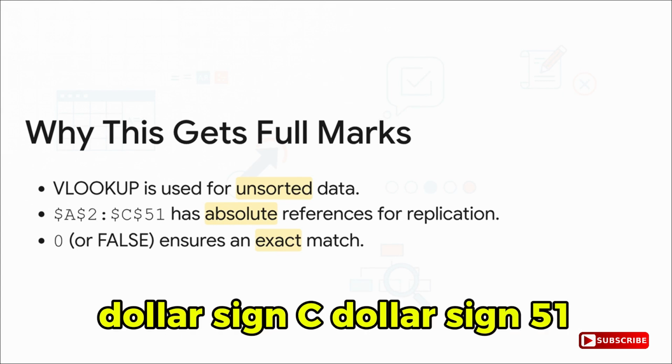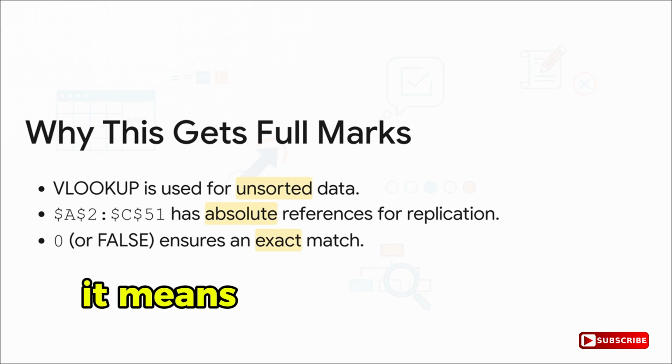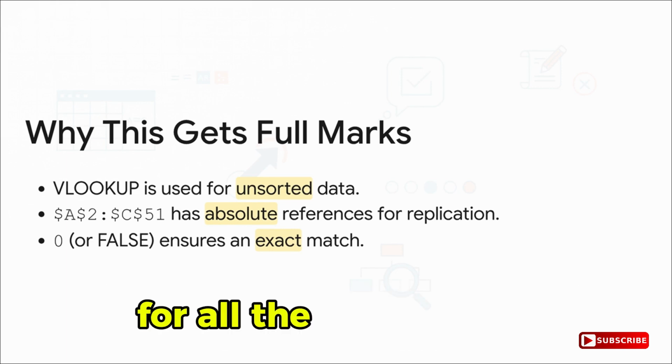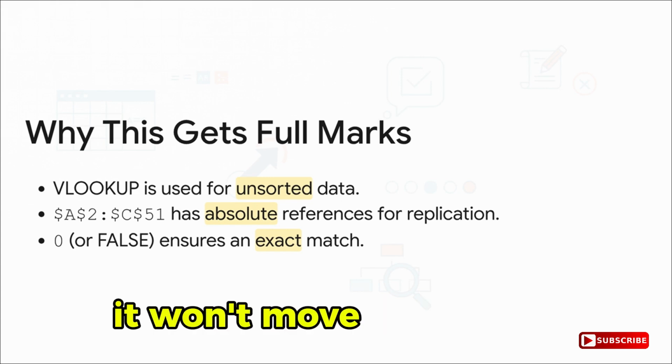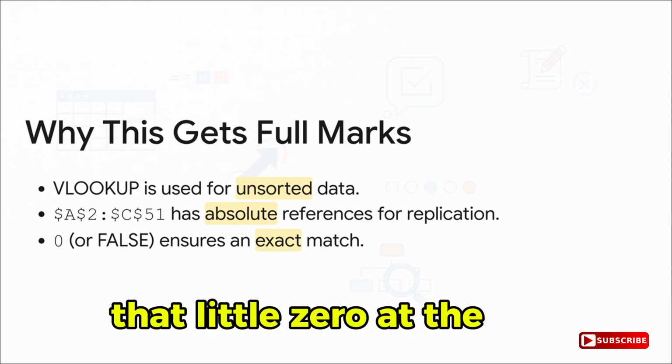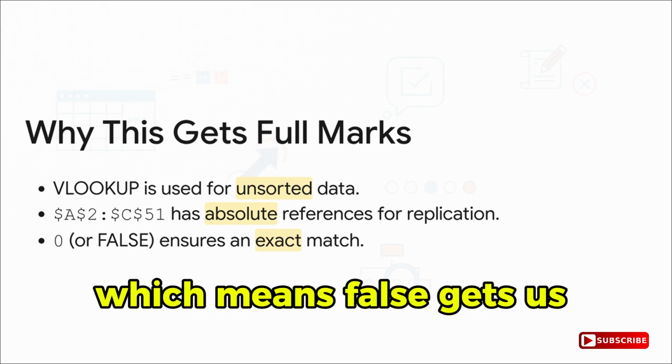Next, see the absolute reference, the $A$2:$C$51? That's another mark. It means when we drag this formula down for all the other divers, that table range is locked in place. It won't move. And finally, that little 0 at the end, which means false, gets us another mark.